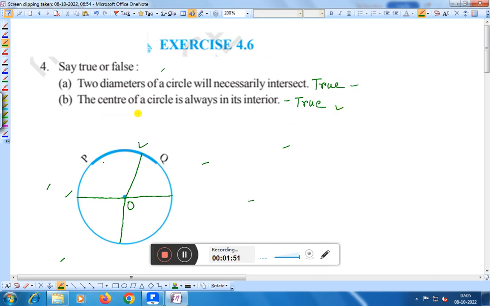And the center of a circle is always in its interior. You see, point O is the center of the circle, and O is always in the interior of a circle. Therefore, you can say that the center of a circle is always in its interior. That is also true. This is the solution of question number 4.